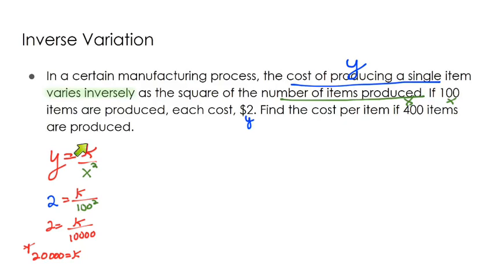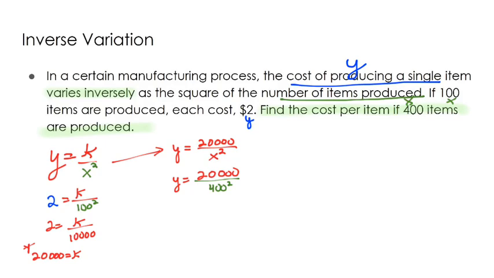That means now, instead of being vague with all these variables, we can say, for this particular situation, our equation is y equals k over x squared. We're using the 20,000 that we just solved for as our constant of variation. Now we're moving on to the actual question that's asked. It says, find the cost per item if 400 items are produced. So now we have y equals 20,000 over our x value of 400 squared.